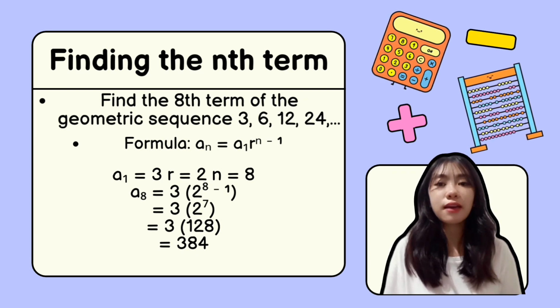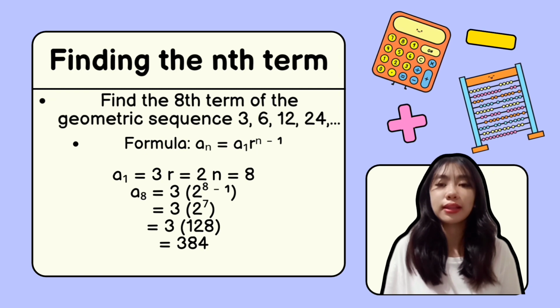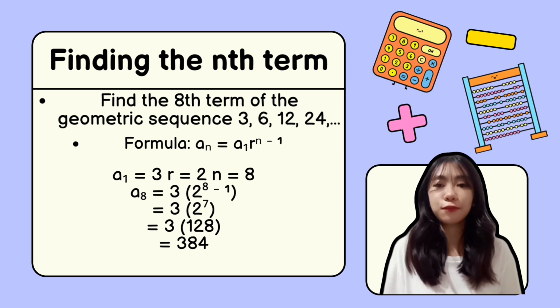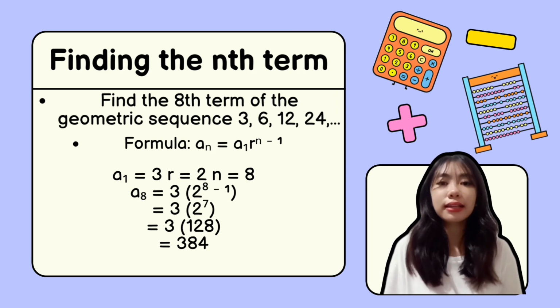So 2 raised to 7 is equal to 128. 3 times 128 is equal to 384. Thus, the eighth term of the geometric sequence is 384. And that is how you find the nth term of the geometric sequence.